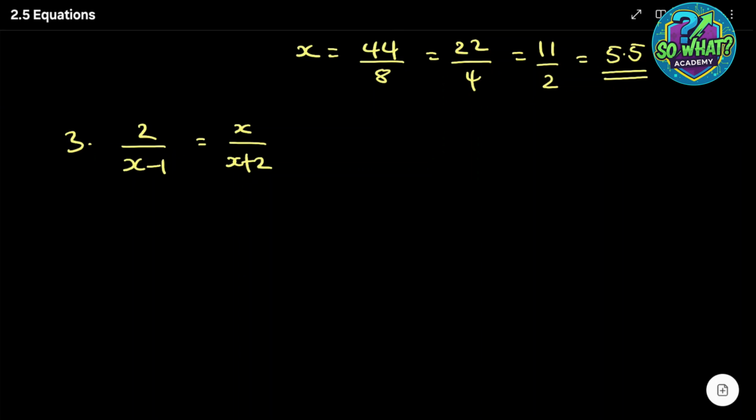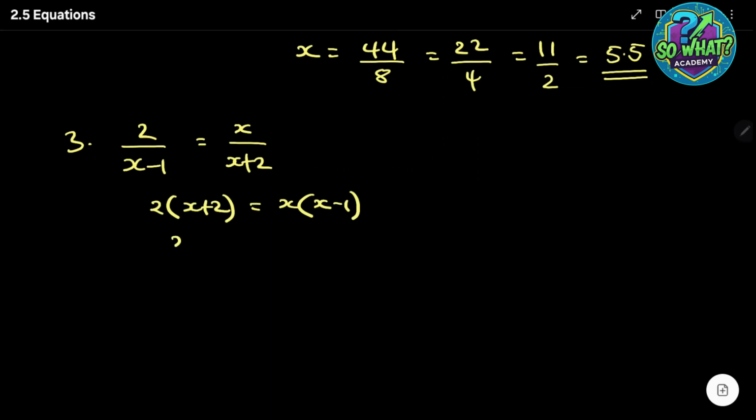The first step is to come up with a linear equation. We can never solve anything as a fraction, so we first make it linear. How do we make it linear? By cross multiplying. 2 goes with x plus 2, x goes with x minus 1, and the rest will work out very clearly. So 2 is multiplying x plus 2, equivalent to x multiplying x minus 1.